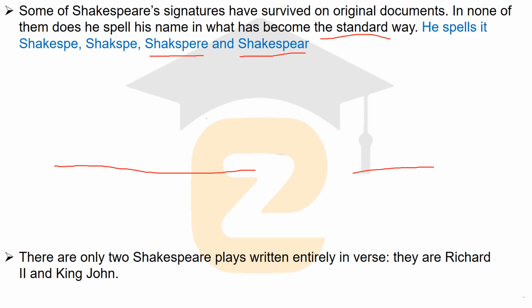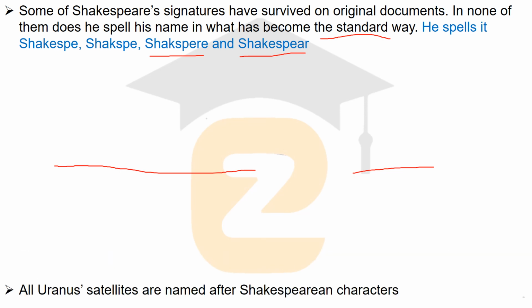These were the plays that were written in verse, in poetic lines. Those plays were King Richard II and King John. Next, we have: all Uranus satellites are named after Shakespearean characters.